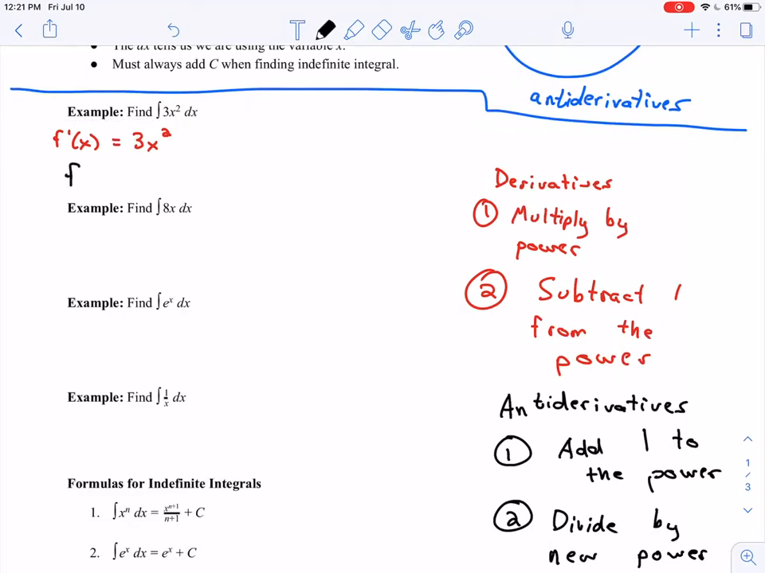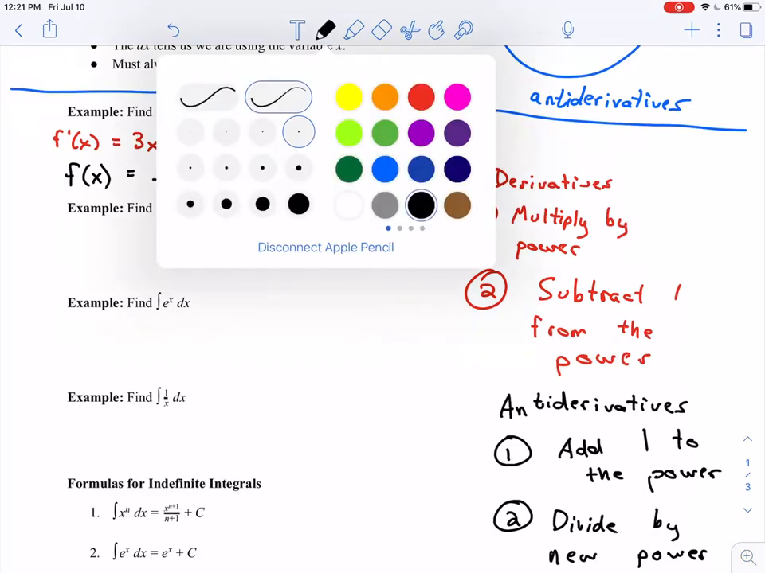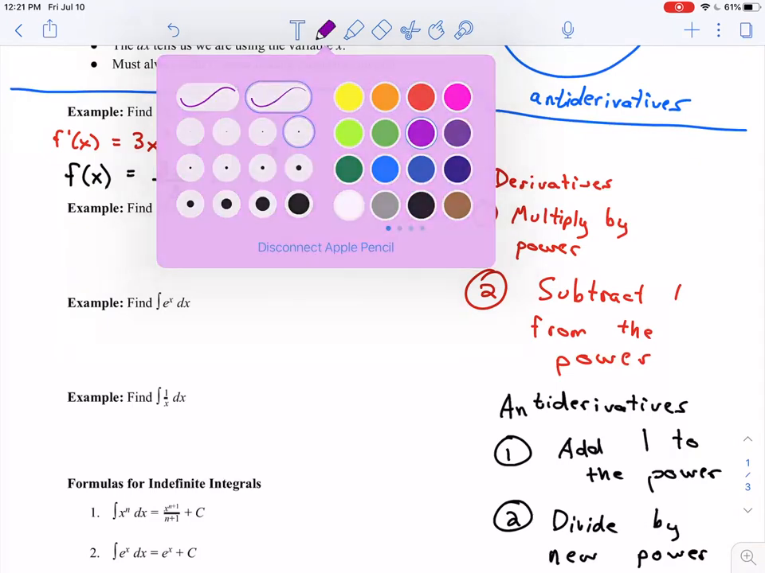So when I go to find my function f of x, I'm going to add 1 to the power. I should have 3x raised to the third power. Divide that by 3, and I have x to the third. So let's just double check our work here. Let me do this in a different color. How about I do this in purple?